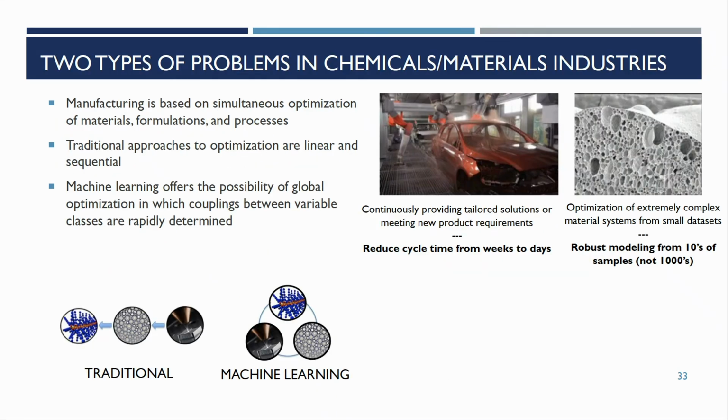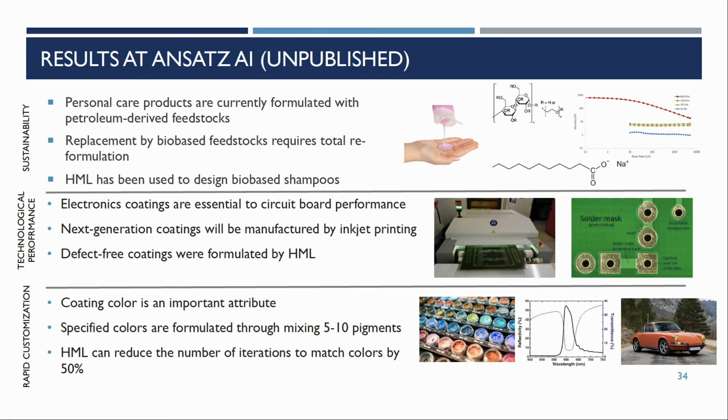In the chemical and materials industries, there are 2 kinds of tasks that you generally have to do in research and development. The first is continuously tailoring some solution or meeting a new product requirement. The second is optimizing something that's super complicated. In the first case we'd like to reduce the cycle times from weeks to days, or in other cases, hours to seconds. In the second case, we want to do it with as few samples as possible. The idea is that we want an algorithm to be managing all the different aspects of these processes. Here is some of the work that we've done through the company.